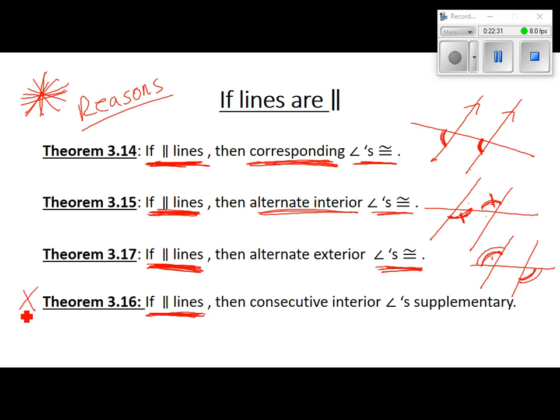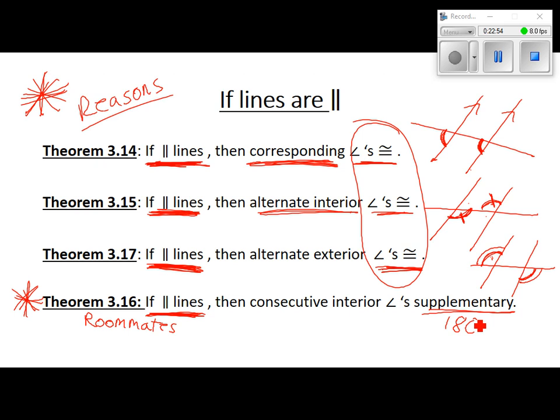And then the oddball of the bunch is this one. These are the roommates. Consecutive interior or same side interior angles. All of the rest of these said that the pairs of angles got to be congruent to each other. They got to be the same. These say that they have to be supplementary. So that means the two of them have to add up to be 180. So if I draw my picture again, the roommates would be like these two angles. So these two have to add up to be 180 degrees. They've got to be supplementary.